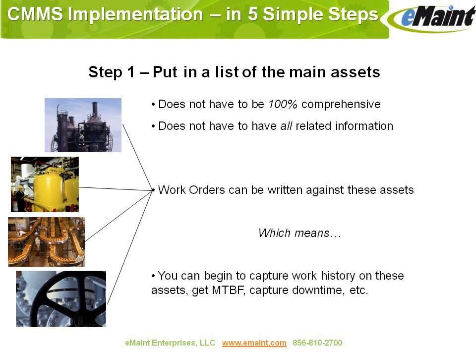The first step, putting in a list of the main assets, is pretty straightforward. It doesn't have to be 100% comprehensive. In other words, you don't have to go out and identify every single asset in the site before you put it in. It also doesn't have to have every piece of related information. You don't have to go out and find all of your P&IDs, all of your manuals, everything, and link them to begin with. Just getting a list of the main ones will probably be a good start.